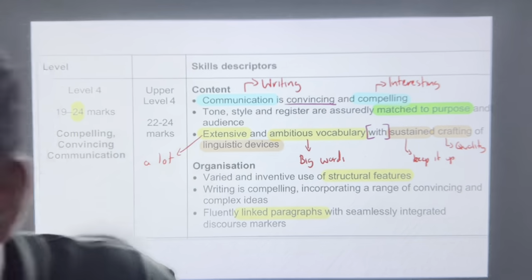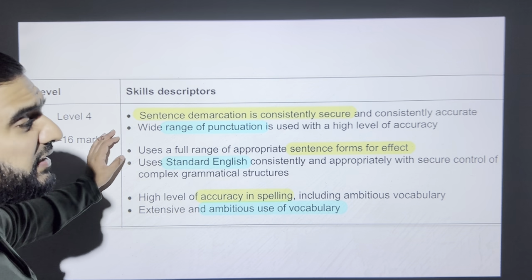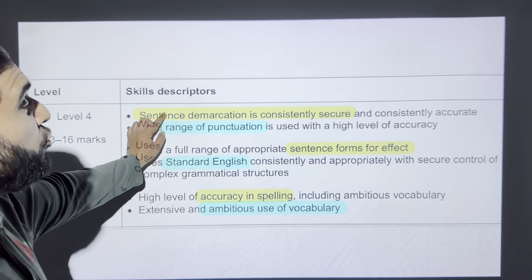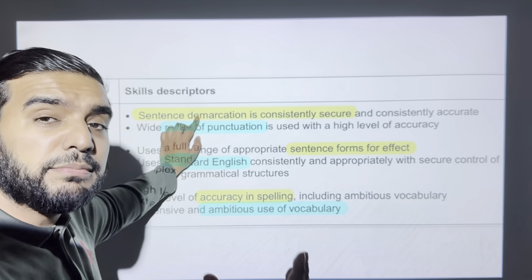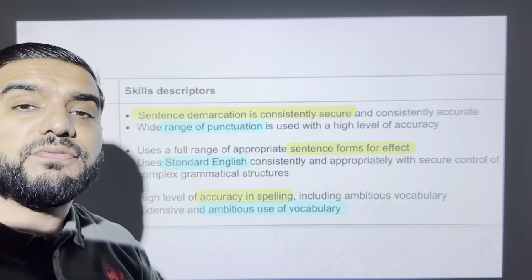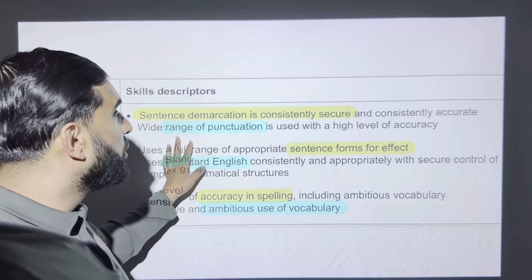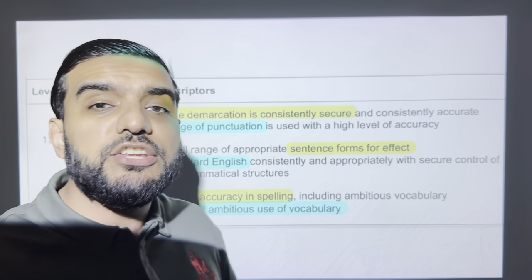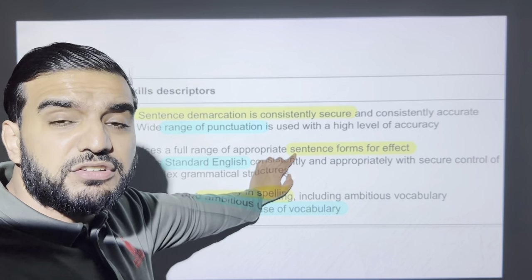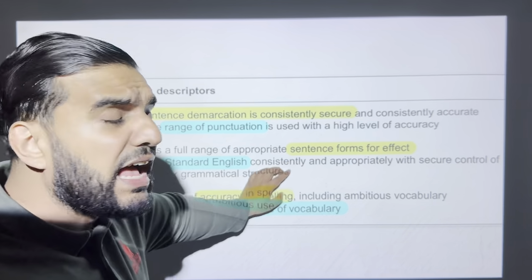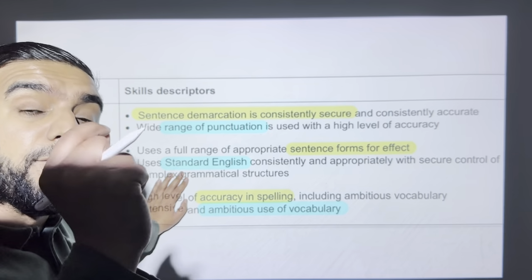After you're marked out of 24, you're then marked out of 16. Now, when it comes to 16, guys, this is pretty straightforward. You must have correct use of full stops, question marks, exclamation marks. Anything that signifies the ending of a sentence must be done accurately. Next, guys, you must use a wide range of punctuation. Next one, you must have a range of sentence forms, meaning long and short. And please, for this one in particular, use and write in full English.